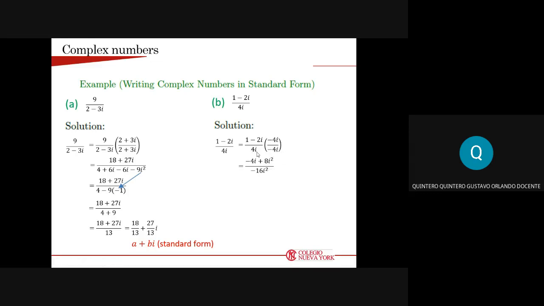All right, let's look at the mathematics. 1 times negative 4i will be negative 4i. Negative 2i times negative 4i. Negative and negative, positive. Beautiful. 2 times 4, 8. Beautiful. i times i, i squared. Beautiful. How about this one here? 4 times 4 is 16. Positive times negative is negative. And i times i, i squared.